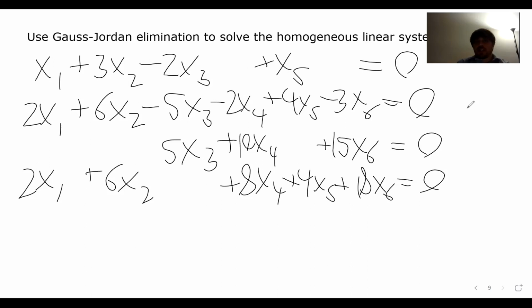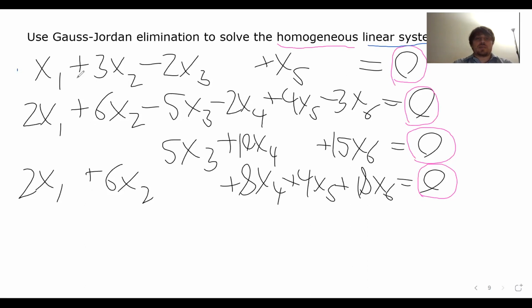Okay, so we want to use Gauss-Jordan elimination to solve the homogeneous linear system. It's homogeneous because all of these constants on the right-hand side are 0, right? And it's a linear system because all the equations are linear. So we have a homogeneous linear system. We use Gauss-Jordan elimination to solve it.